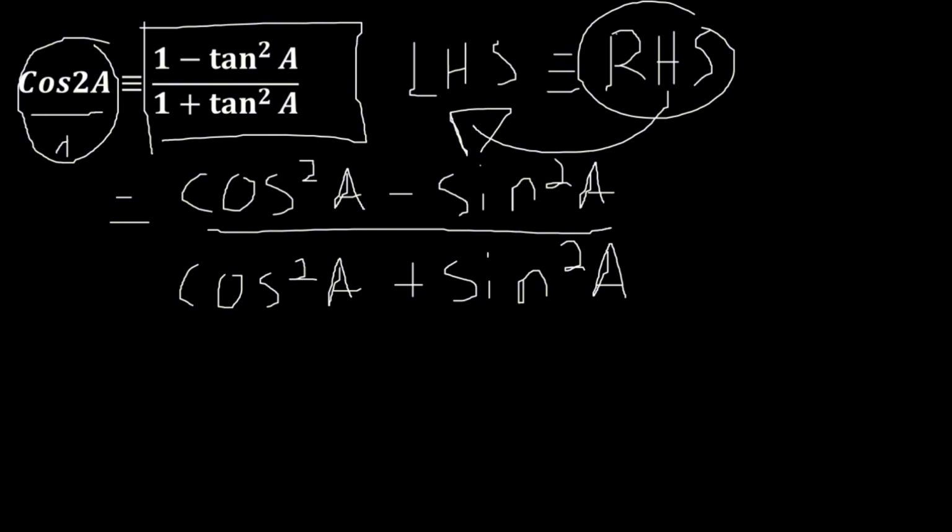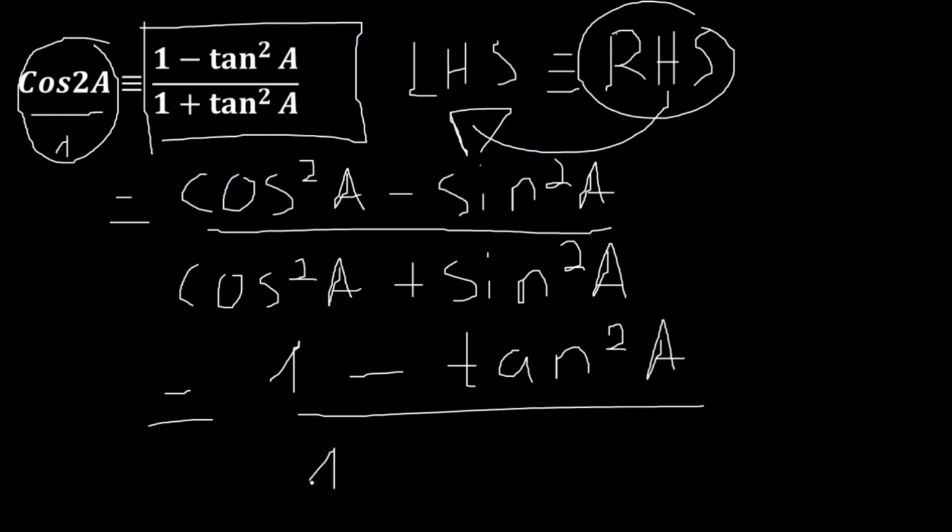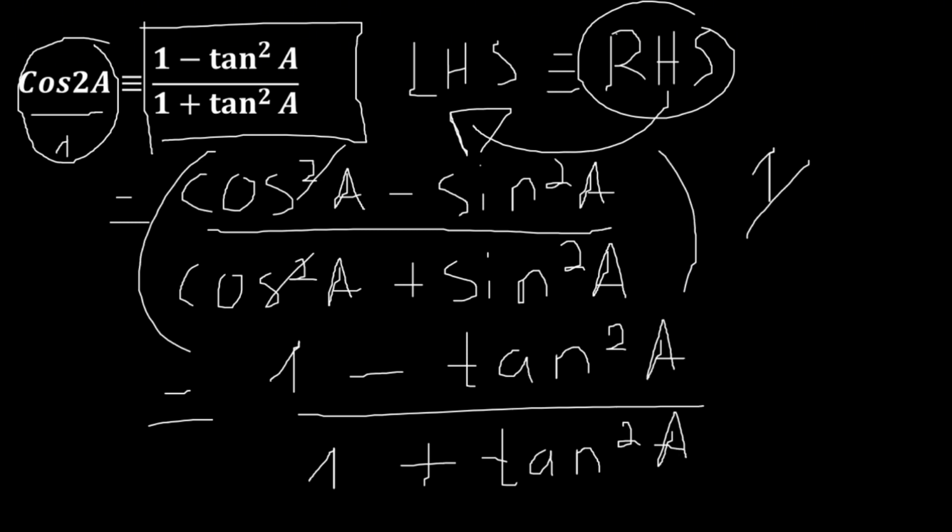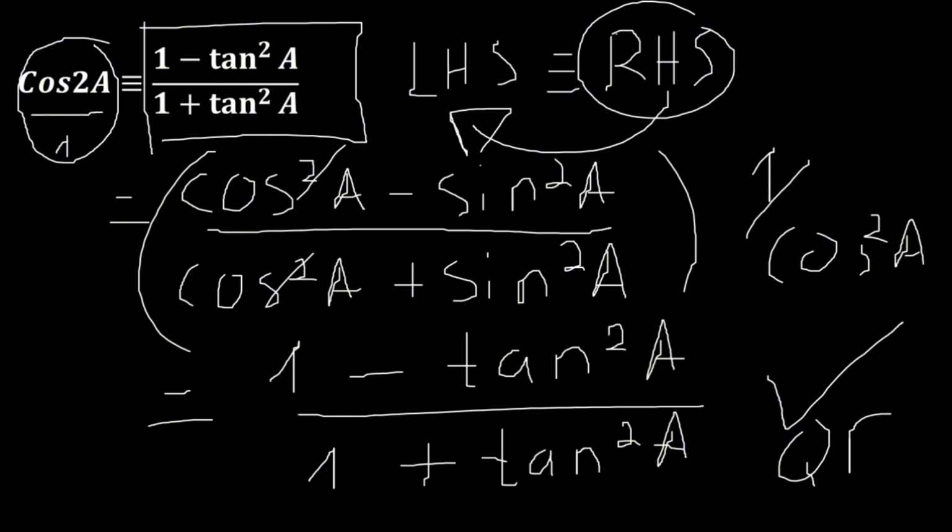Oh yeah, that's amazing. That will be equal to what? Tan square theta is equal to what? Sine square theta all over cos square theta. Okay, hence we can divide at this point. That will be 1 minus tan square a all over 1 plus tan square a, dividing by cos square a on all sides. We are going to have this as your answer, QED.